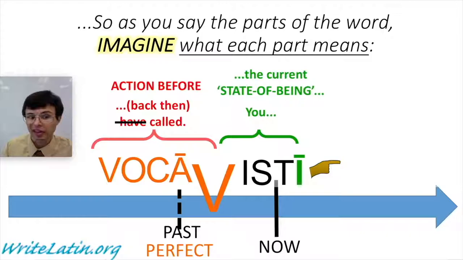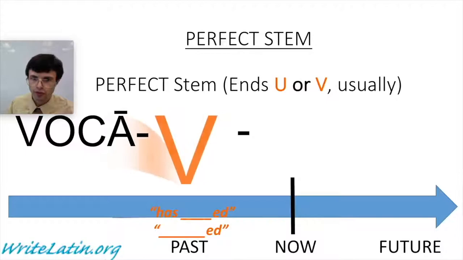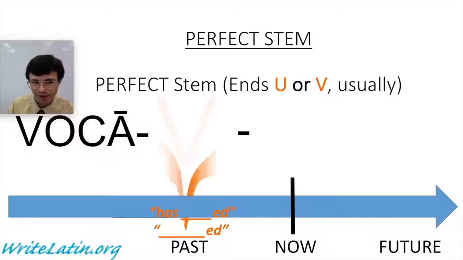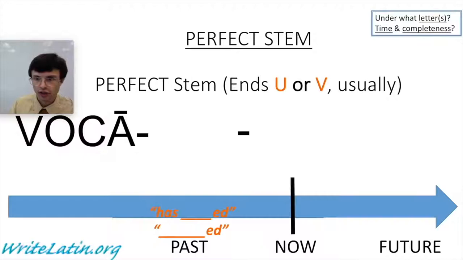Okay, so formulation. How do you form this? Well, you start off with the perfect stem, which is, as I said, the third principal part in your glossary, and so therefore in all your future words now you're going to have not two but three principal parts. In fact, in this chapter you're going to get the fourth one also, but that's in a different video. So under what letters does it occur? V, U, lengthened stem vowel, reduplication. There's a couple others, like X. X is a sign of the perfect. And time and completeness, well, the time is past, and the completeness is complete.